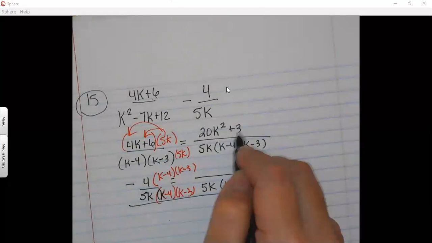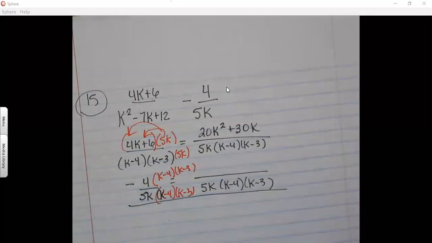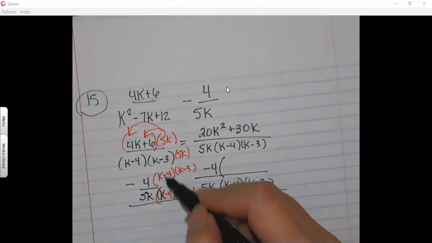The denominator, I'm just going to do the first step. I'm going to put -4 times, and I'm going to go ahead and multiply those binomials. And then in my next step, I'll distribute the -4. So I have k squared, -3k, and then a -4k will make a -7k plus 12.